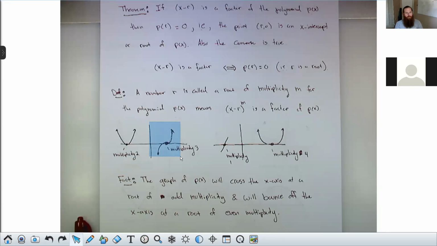This is a cross because the graph goes from beneath the x-axis to above the x-axis. This is also a cross because the graph goes from one side of the x-axis to another. So if the graph doesn't cross the x-axis but just touches it and then runs back the other way, that's a bounce. And if the graph does cross the x-axis, that's a cross. So let's address these through some examples.